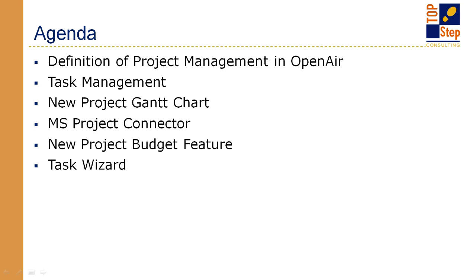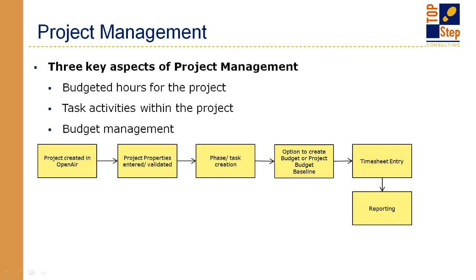So, first and foremost, when you think about project management, a lot of the time the old adage comes to mind, on time, on budget, right? And I look at project management, while there are a lot of different aspects and different methodologies that folks use, three key things are your budgeted hours for your project, your activities within that project, so your tasks or discrete activities within that project, and then managing the budget for that project. Okay, those are the three big items when you talk about project management.